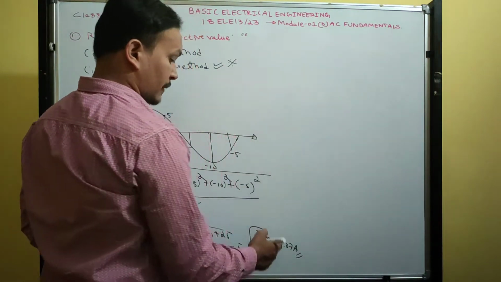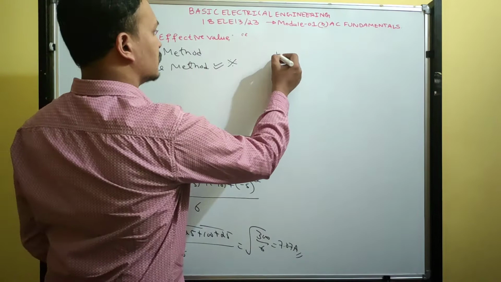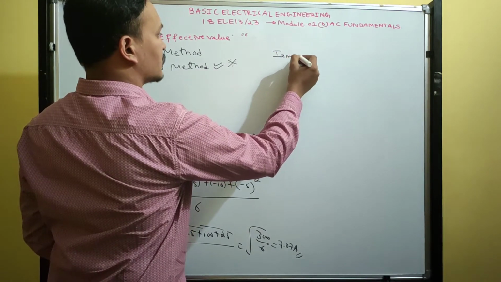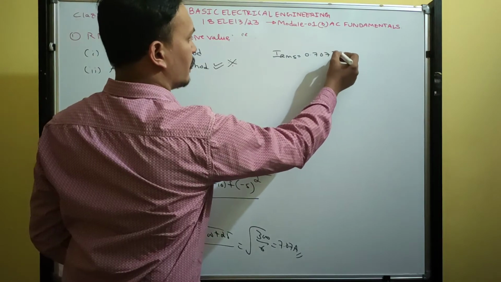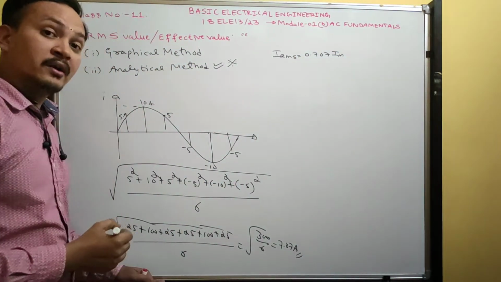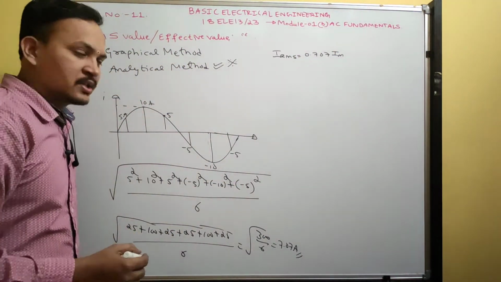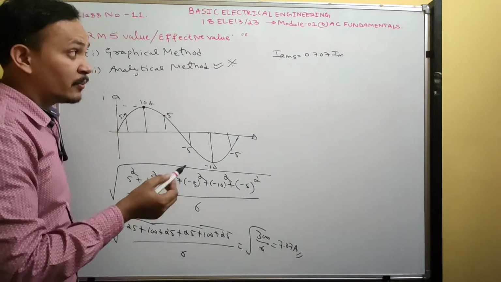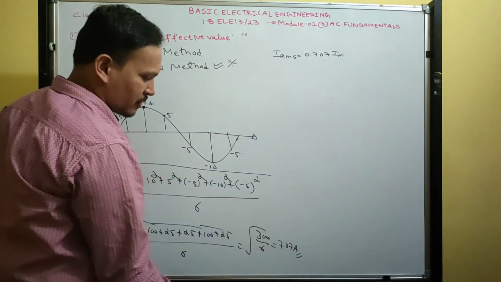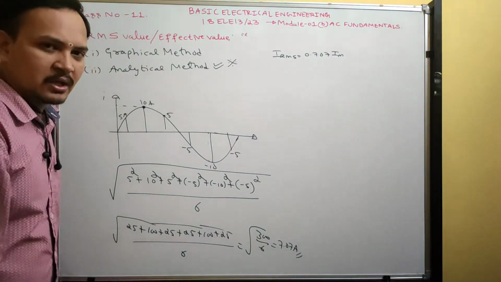So now this 0.707, I can write IRMS is equal to 0.707 times the maximum current. What is the maximum current in this waveform? 10 ampere. Multiply by 0.707, and what you will get is the RMS value.